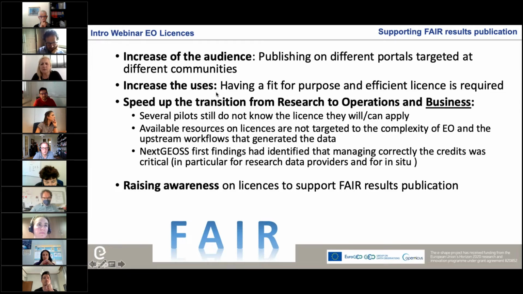Another way to increase the uses is having a fit for purpose and efficient license, because we have learned, for instance, with Google, when we use images and so on, that we have to pay attention to the license. And if there is no license, we might not dare develop a business critical for our activity on something where we do not know the license or we do not understand the license. And this is why having a good license that fits the business model you want to develop and that respects the credits you have to give to the input data is very important.